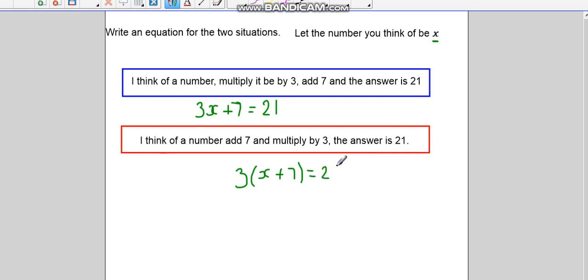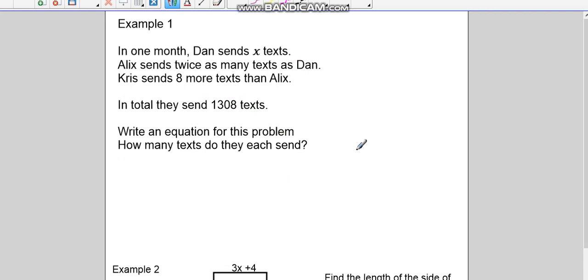So the two problems look similar. They both got multiplied by 3 and add 7 and an answer of 21, but the order that the multiply and add come in are different, and therefore that changes the problem. So there are those two equations to start with. So let's have a look at something a little bit more complicated.